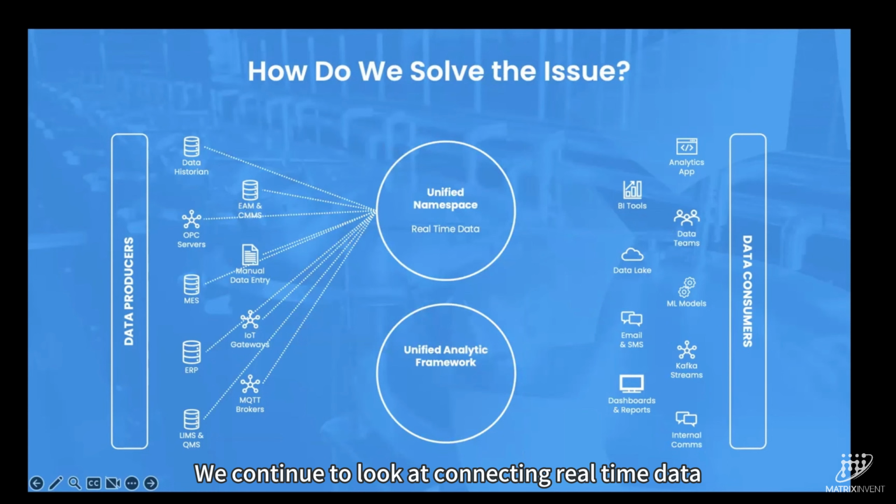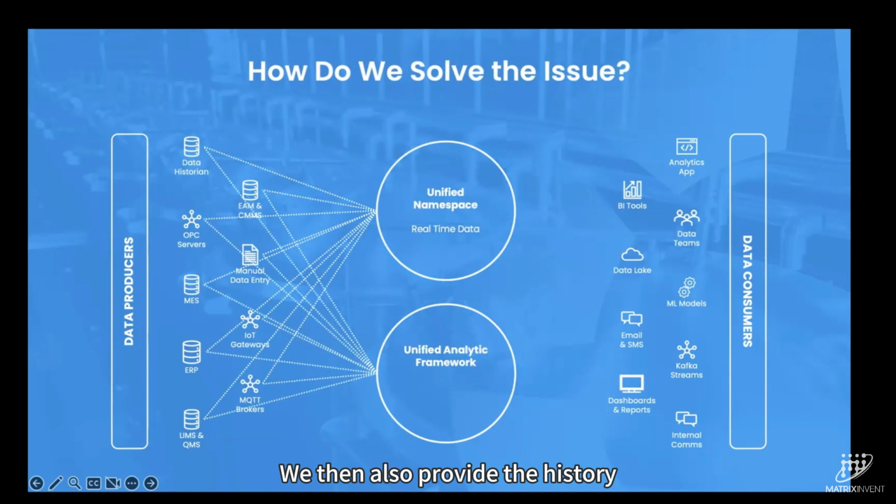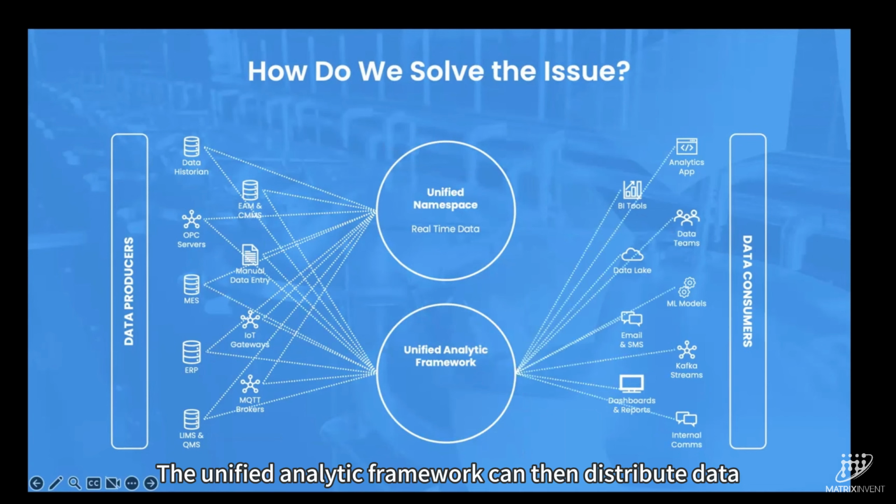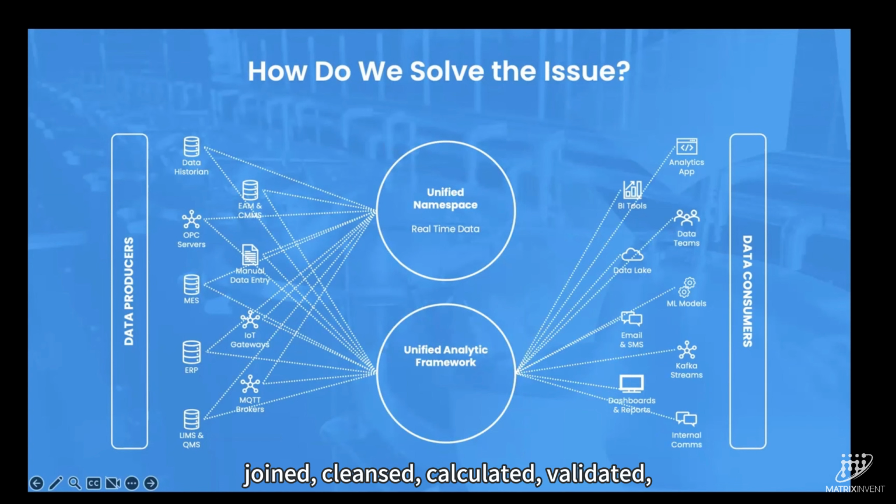We continue to look at connecting real-time data into the unified namespace. We then also provide the history to the Unified Analytic Framework. The Unified Analytic Framework can then distribute the data to our applications, data that's already been transformed, joined, cleansed, calculated, validated, and can in turn also connect back to the unified namespace, publishing those values in real time as well to the broker.